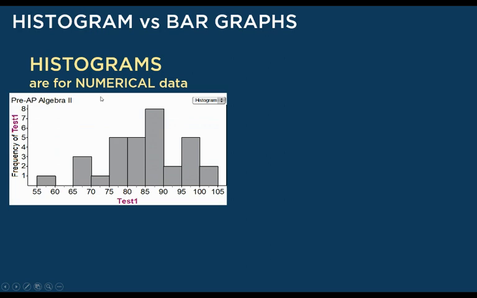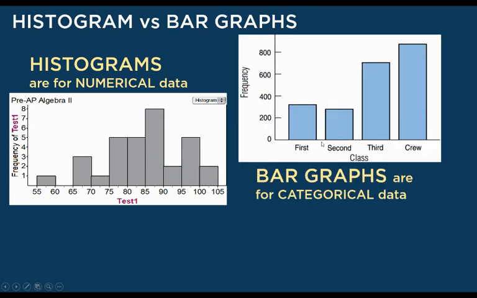When we look at histograms, to the untrained eye they look very similar to bar graphs. However, there's some key differences. Bar graphs have gaps. These are categorical. The order of a bar graph, we could switch. There's nothing that tells us we have to start with first. We could have started with the crew. We could go in any order that we really want to.